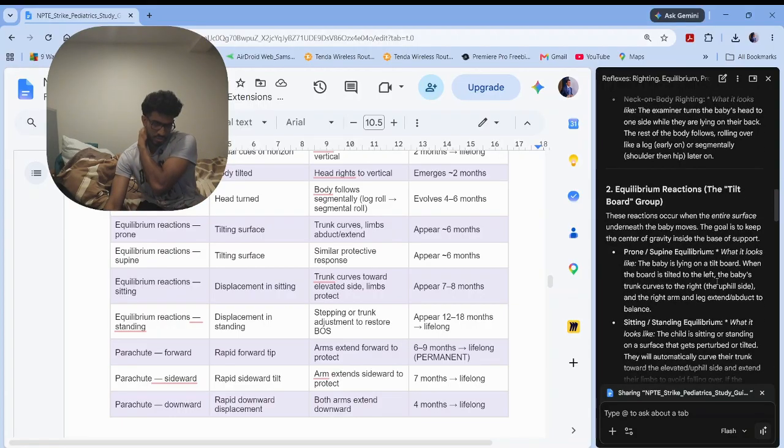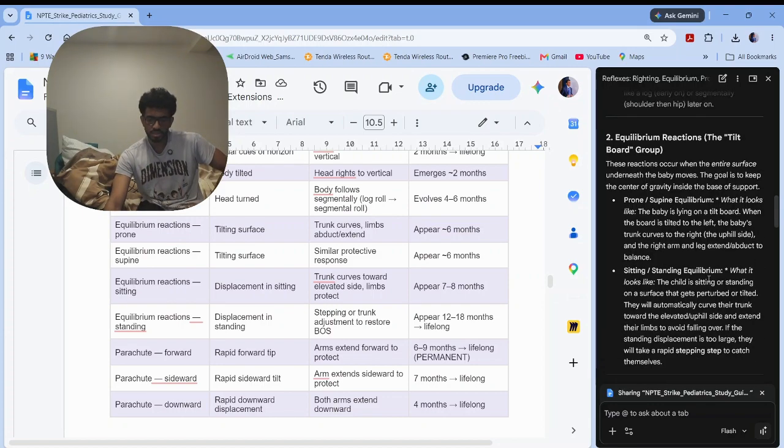That is called equilibrium reaction. So you have a prone and supine equilibrium. What does it look like? The baby is lying on a tilt board. When the body is tilted to the left, the baby's trunk curves to the right, and the right arm and leg extend and abduct to balance.